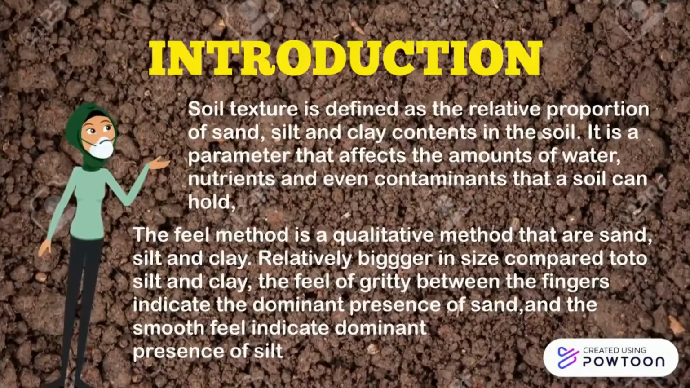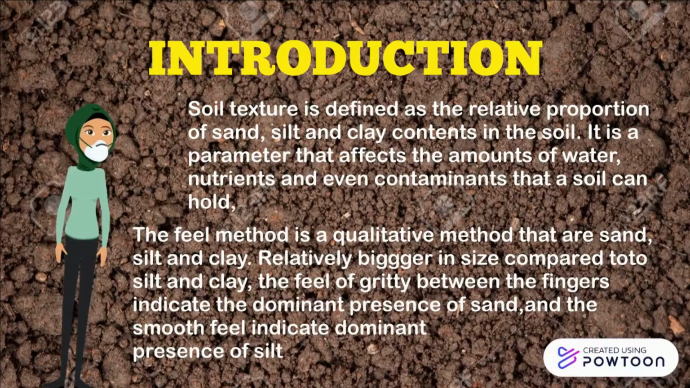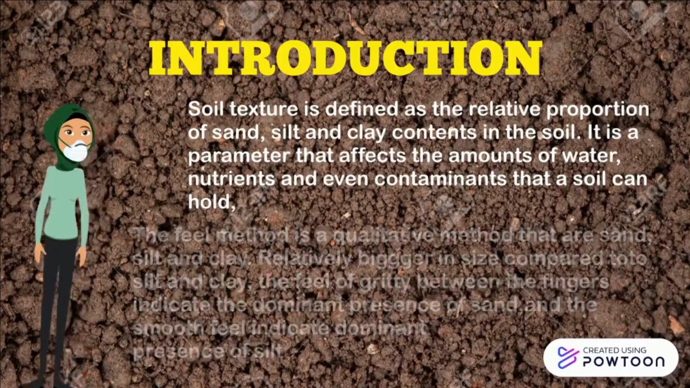Soil texture is defined as the relative proportion of sand, silt, and clay contained in the soil. It is a parameter that affects the amounts of water, nutrients, and even contaminants that the soil can hold. The field method is a qualitative method. Sand is relatively bigger in size compared to silt and clay. The feel of grittiness between the fingers indicates the dominant presence of sand, and a smooth feel indicates the dominant presence of silt.